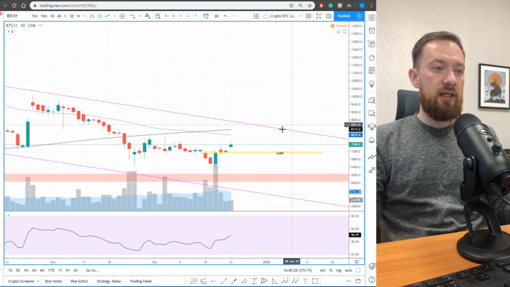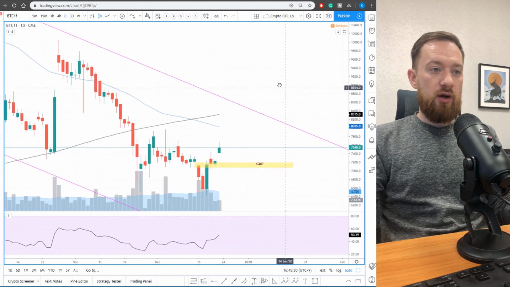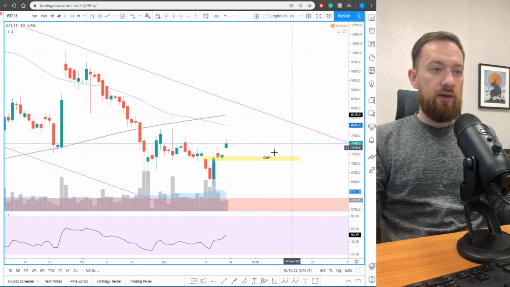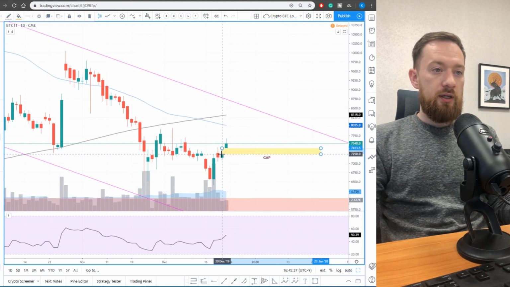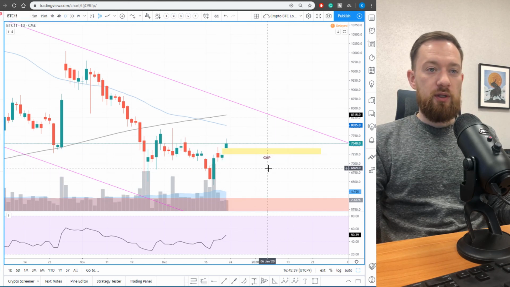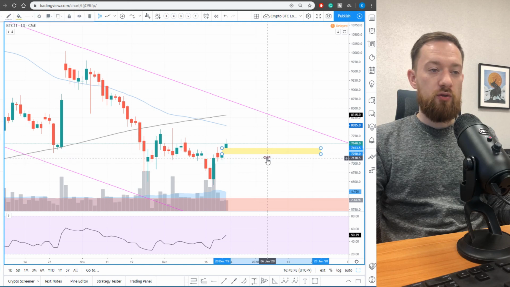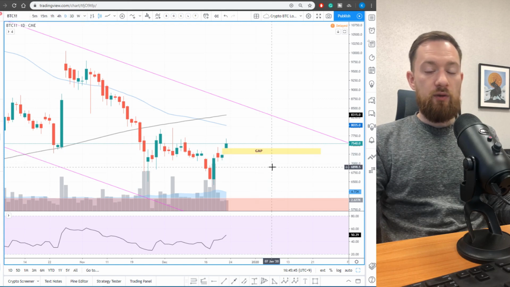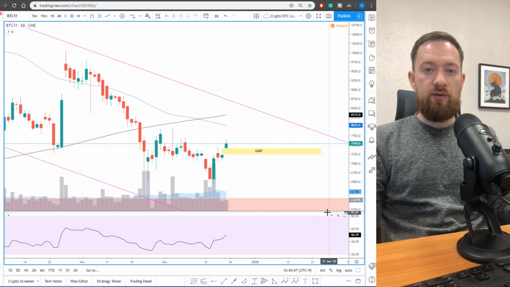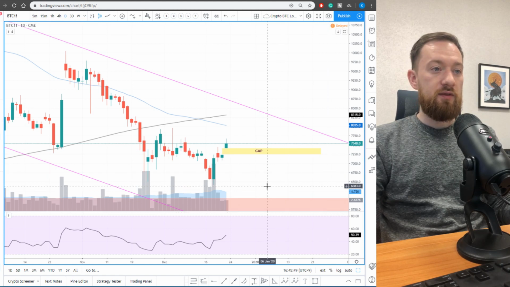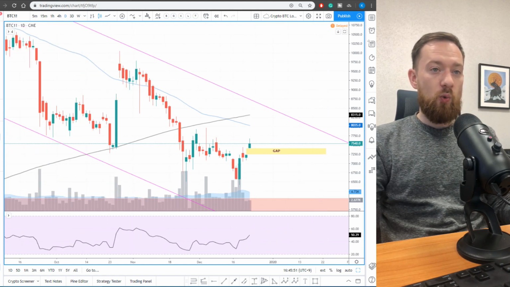Let's go to the daily. On the daily graph, you can see that another gap was formed, so I'll move this one over here. The new gap is between 7,250 and around 7,400, and again, if we trust the statistics, this gap will be filled with 75% chance during this week.